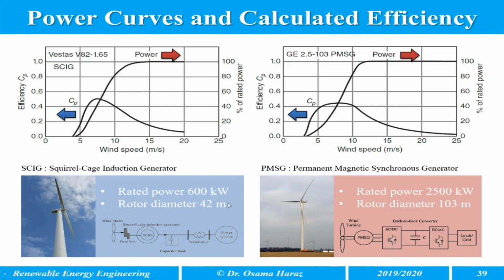For the other type of wind turbine, it's called GE 2.5-103 PMSG. PMSG stands for permanent magnet synchronous generator. This curve is for power, and this curve is for the maximum efficiency versus wind speed, with the rated power 2,500 kilowatt and the rotor diameter 103 meters.